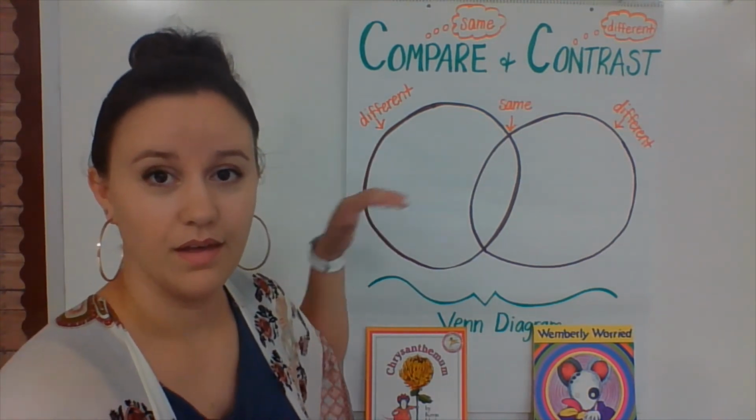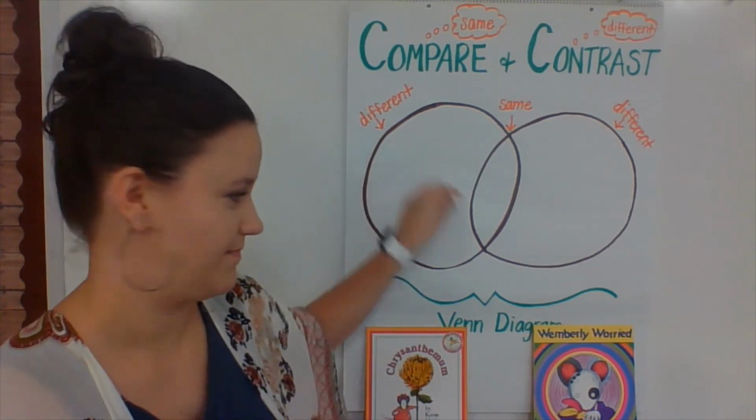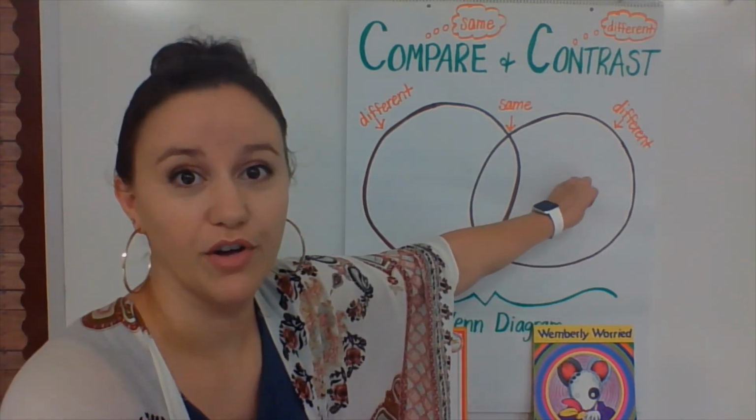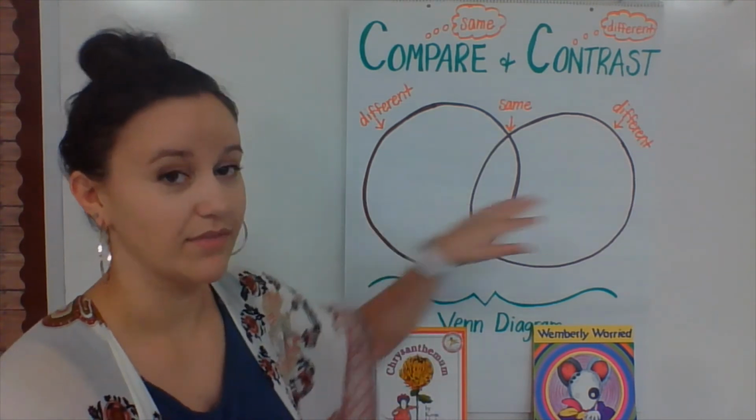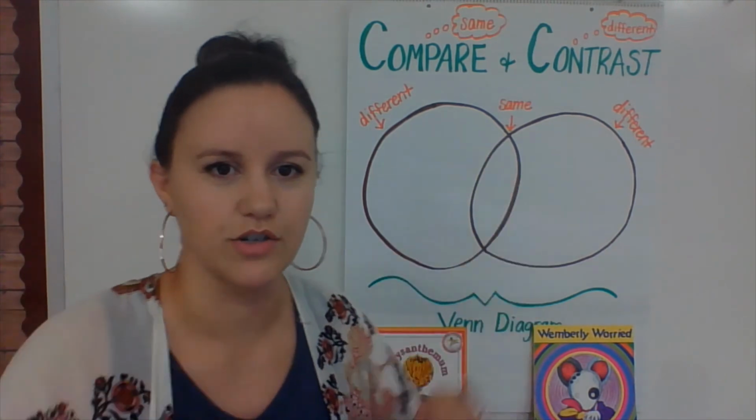Chrysanthemum loved her name. That was the thing that she had going for her. She loved her name. Wimberly over here loved her doll Petal. Chrysanthemum didn't have a doll, but Wimberly did have a doll. So those are just two ways they're different. You can think of many other ways to contrast these two characters.